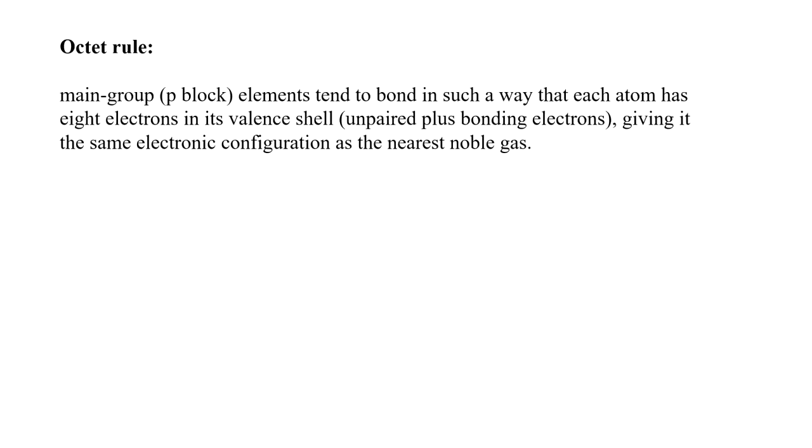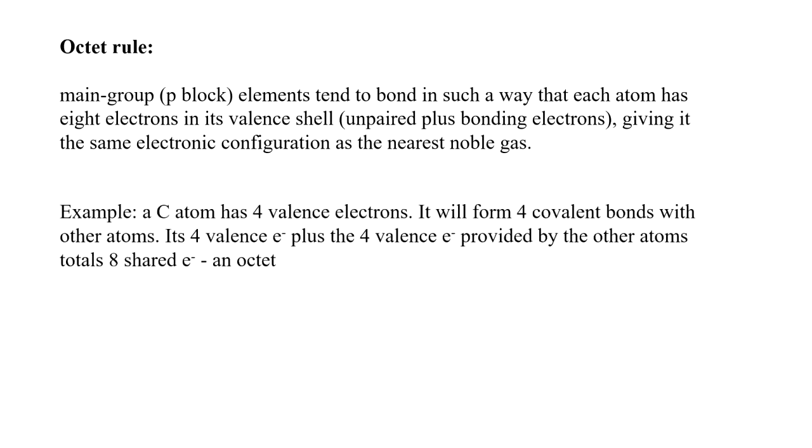So for example, carbon has 4 valence electrons. We know that from the last slide. There are 6 total, 4 of them are valence, the two 2s and the two 2p's. It turns out it tends to form 4 covalent bonds with other atoms. So its 4 electrons plus the 4 electrons that are shared by other atoms gives it a total of 8 shared electrons. We call that an octet.